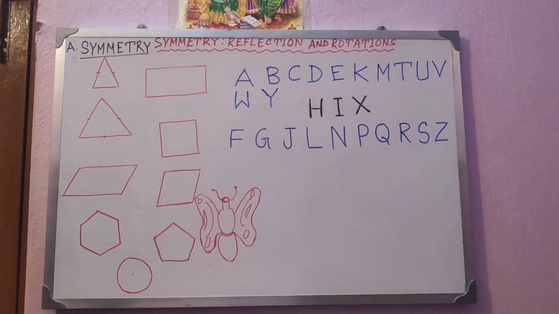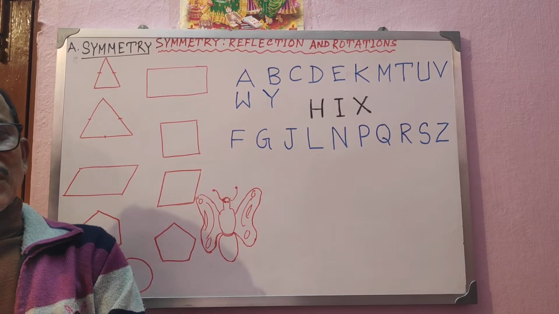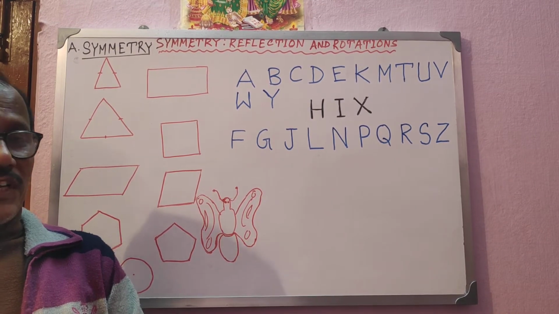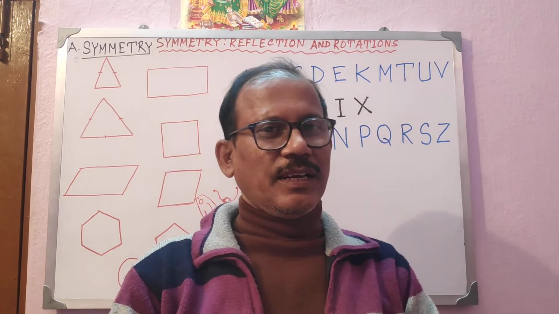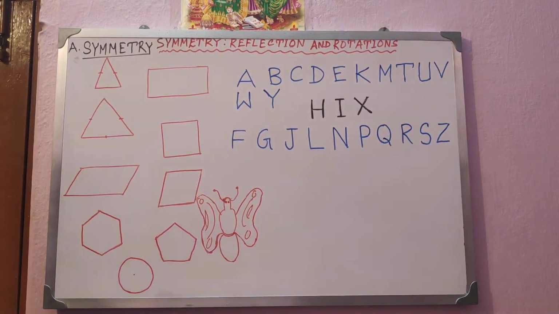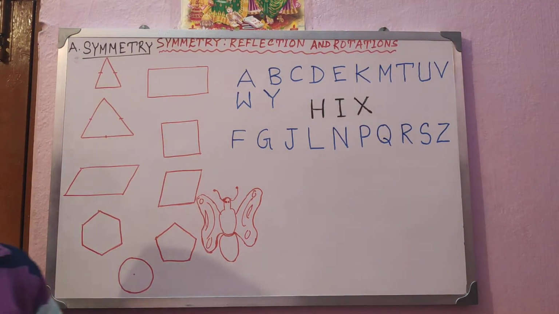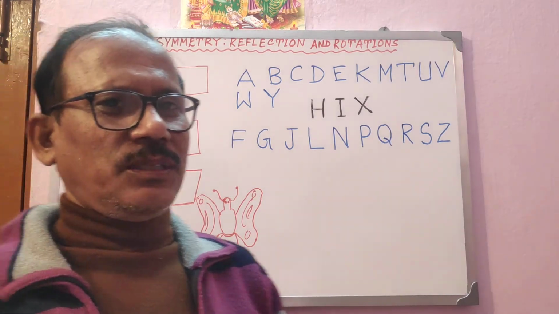Students will be learning one interesting lesson, that is symmetry, reflection and rotation. First we'll take the first aspect, that is symmetry. See, this particular word itself means something is identical, something is similar. So what do you understand by symmetry?